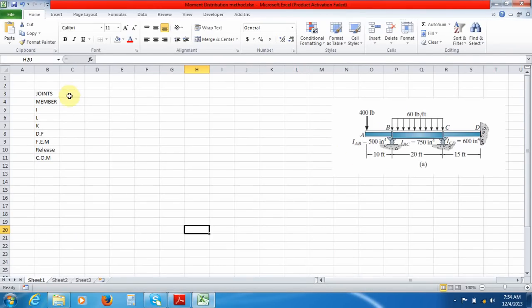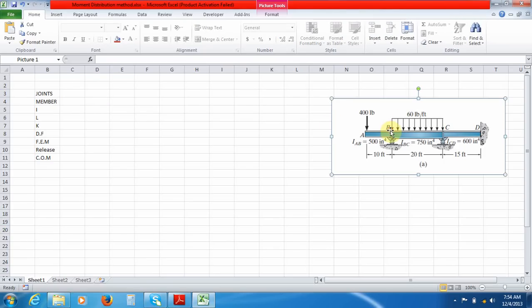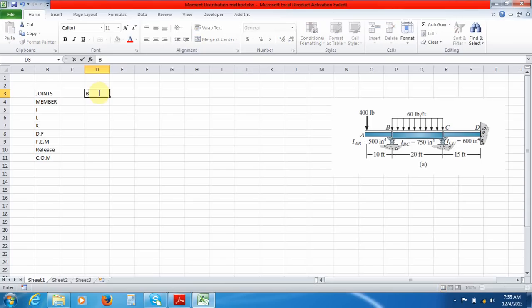So first of all, we have joints. We will specify joints in here. So we have three joints. They are B, C, and D. So write them here: B, space, C, then space, D. Okay, now after that we have members.